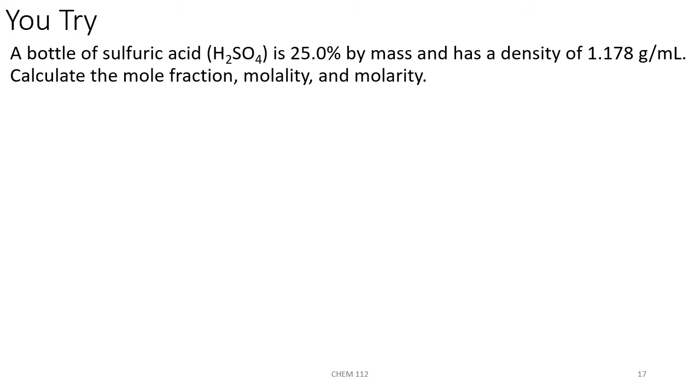A bottle of sulfuric acid, H2SO4, is 25% by mass, and it has a density of 1.178 grams per milliliter. Calculate the mole fraction, molality, and molarity of this solution. Well, if we know we're dealing with sulfuric acid, the sulfuric acid must be the solute. Now, the problem doesn't mention what it's dissolved in, and in most cases, if it doesn't state specifically what something is dissolved in, that means that the solvent can pretty much be assumed to be water.